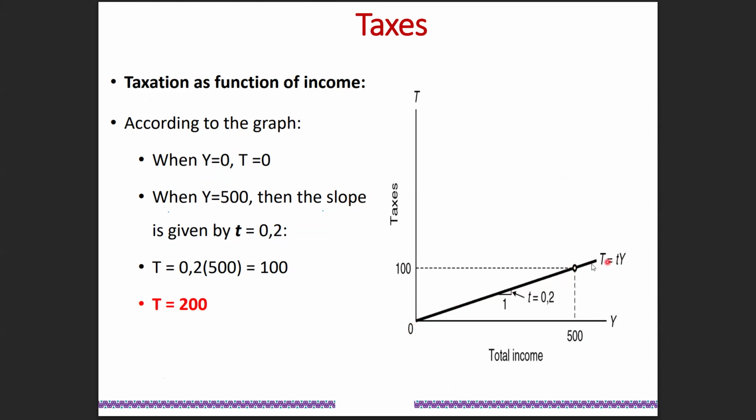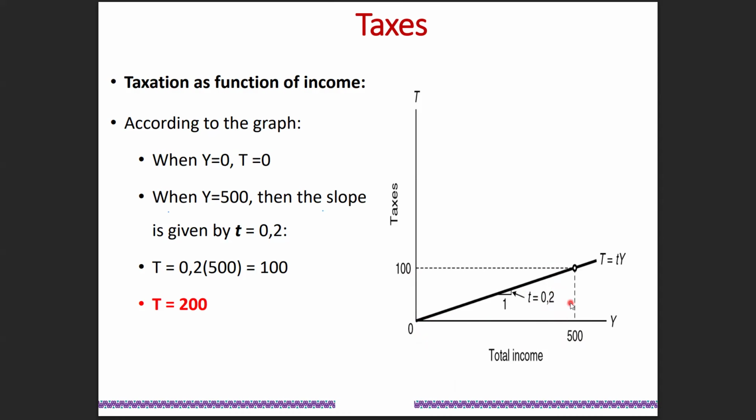To calculate the slope, you're going to use the formula y2 minus y1 divided by x2 minus x1. So y2, you're going to say 100 minus y1, which is 0, divided by x2, 500, minus x1, which is 0. Then you're going to get 1 over 5, which is 0.2, right? So the tax rate is 20%.